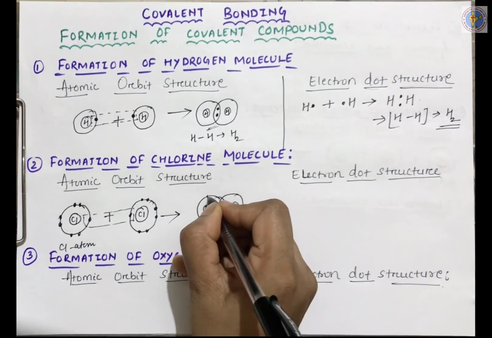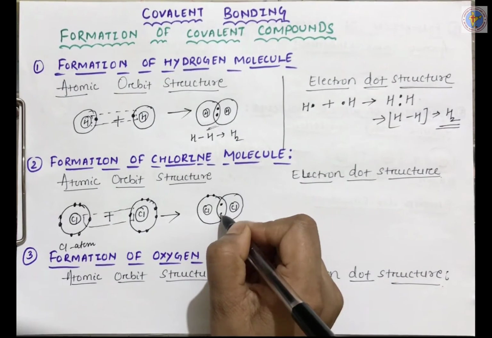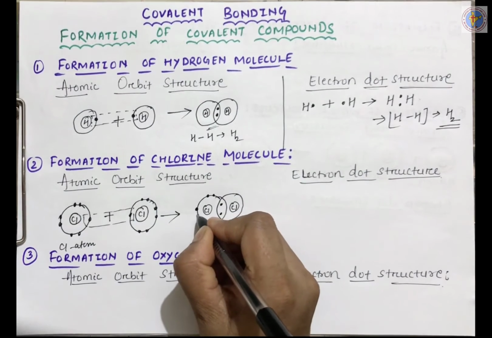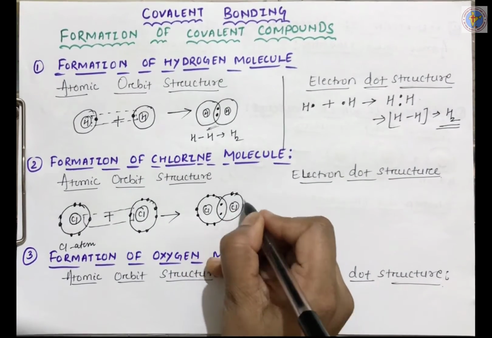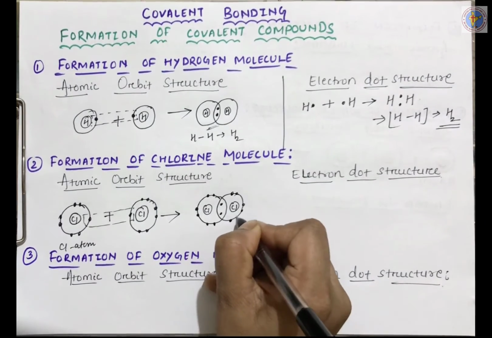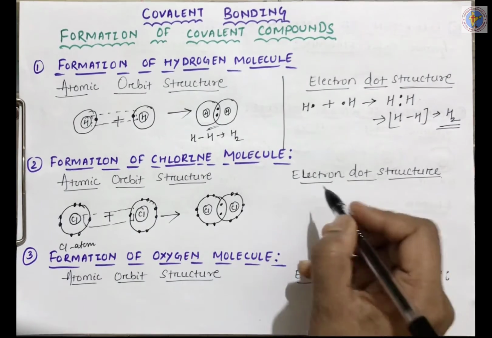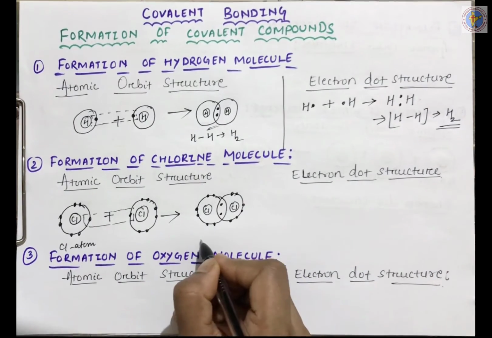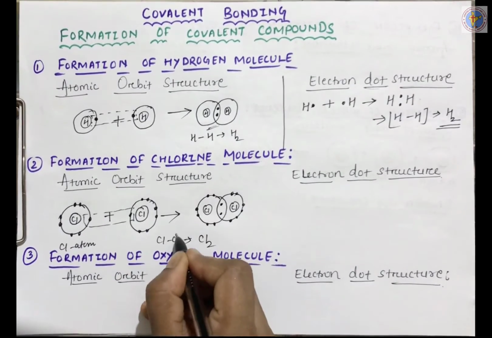Okay, children, here you need to show, since you know very well that bonding is taking place between one shared pair of electrons, but you need to show other electrons also which are present in the outermost shell. So this is your chlorine molecule. Now we are getting Cl2.